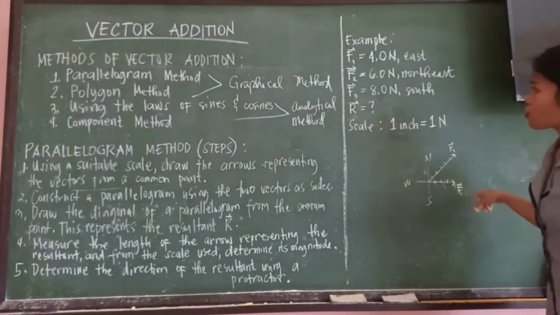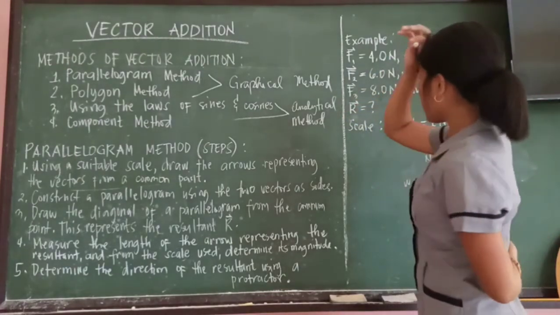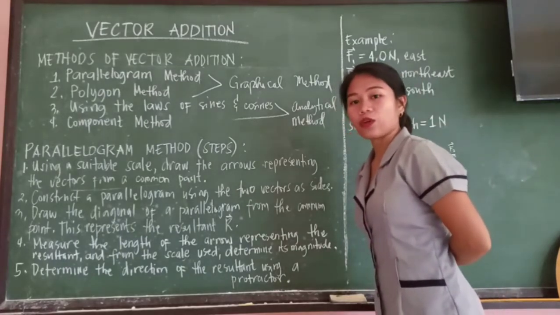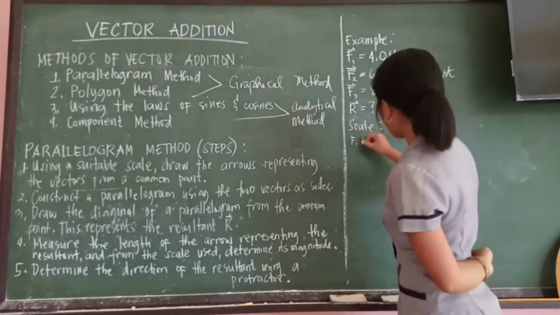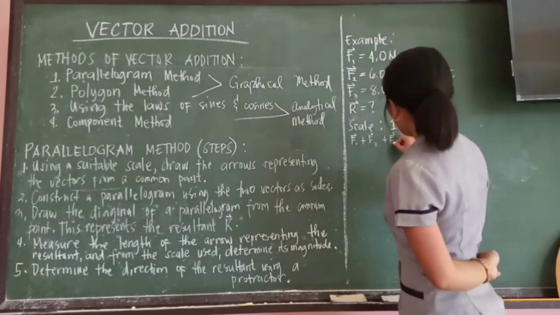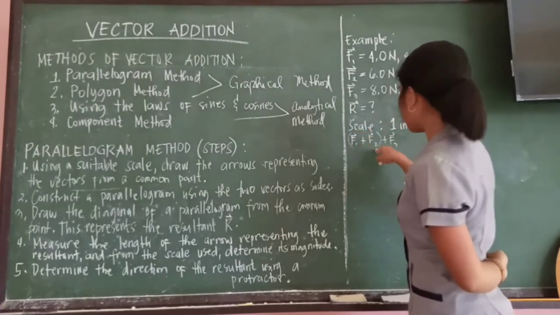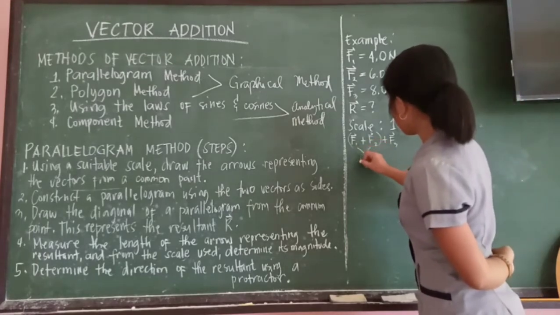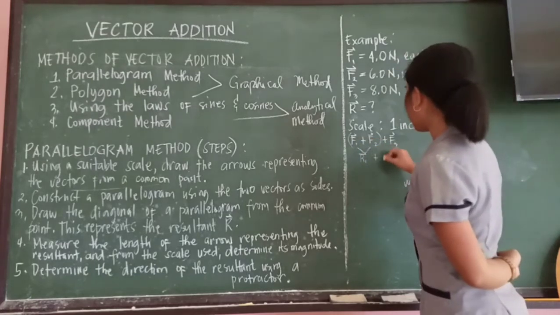Okay, so since we have 3 vectors here, again we are going to apply what property? It is the associative property. We have f sub 1 plus f sub 2 plus f sub 3. We can have it grouped as f sub 1 plus f sub 2 and the result added to f sub 3, where r sub 1 is the resultant of these 2 vectors added to f sub 3.